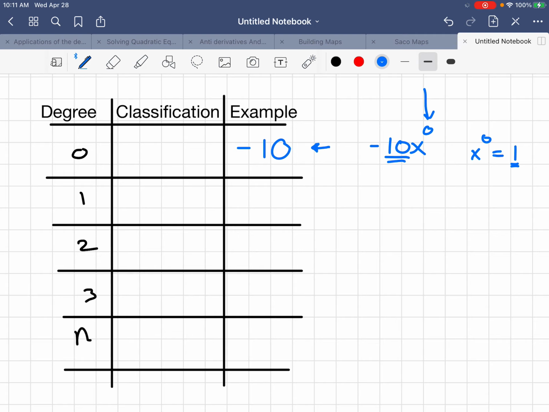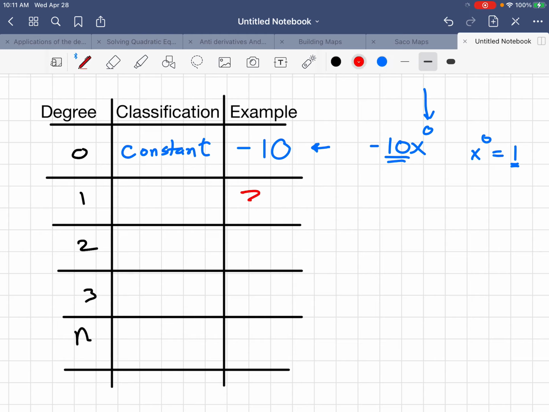And the classification for that, you might think, oh, it's just a number. The technical word we're going to use is constant. Constant meaning it doesn't contain a variable. So it's always going to be -10 no matter what you say the variable is equal to. It never changes. That's why we're calling it constant.